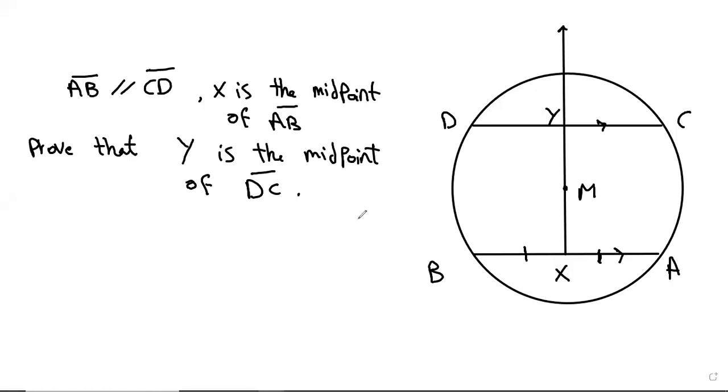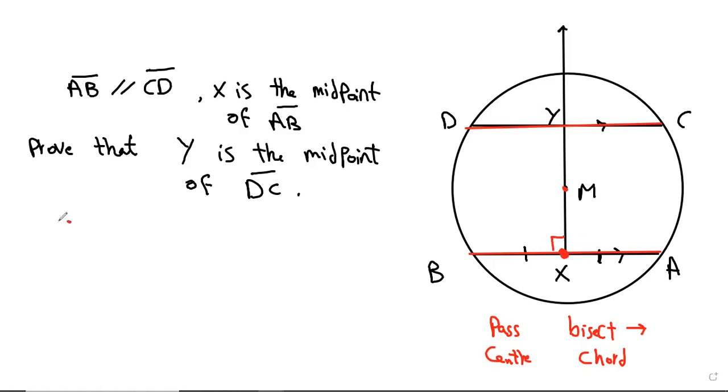In this figure, AB is parallel to DC. They are two parallel sides. And X is the midpoint of AB. Prove that Y is the midpoint of DC. Remember that the straight line passing through the center of the circle and bisecting any chord is perpendicular to this chord. So because X is the midpoint of AB, MX directly is perpendicular to AB.